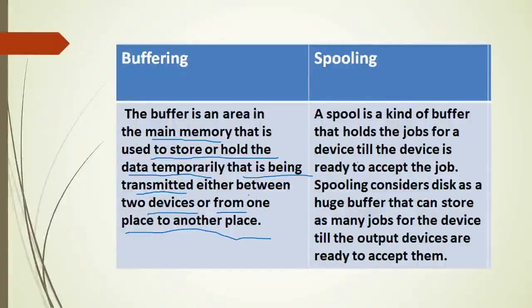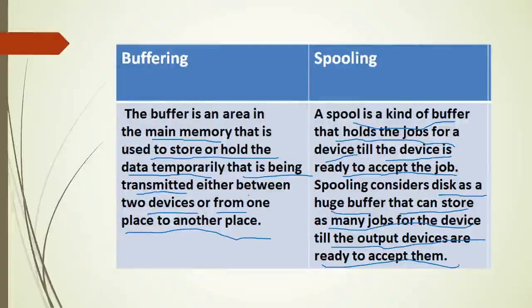Next is spooling. See, a spool is a kind of buffer that holds the jobs for a device till the device is ready to accept the job. So it stores those jobs or requests temporarily until that device becomes free and is ready to accept the request. Spooling considers the disk as a huge buffer that can store as many jobs for the device as needed till the output devices are ready to accept them.